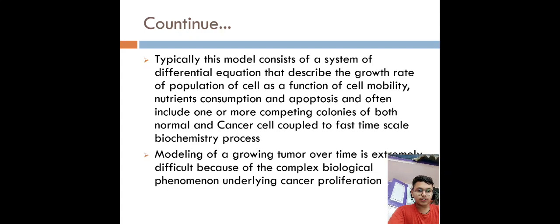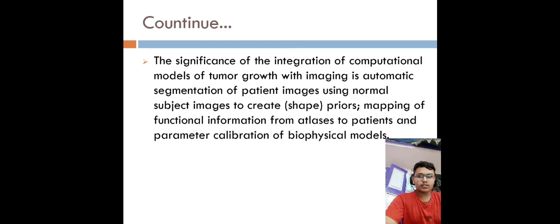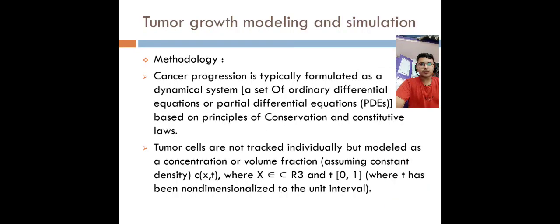underlying cancer proliferation. The significance of the integration of computational models of tumor growth with imaging is automatic segmentation of patients' images using normal subject images to create reverse mapping of functional information from atlases to the patient, and parameter calibration of the biophysical model. The next topic: tumor growth modeling and simulation.